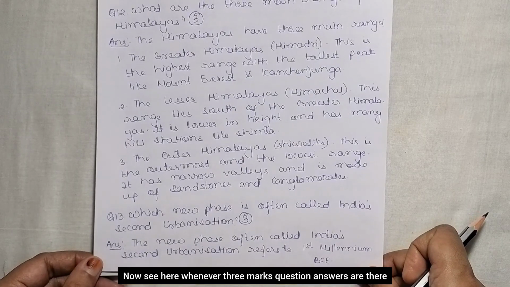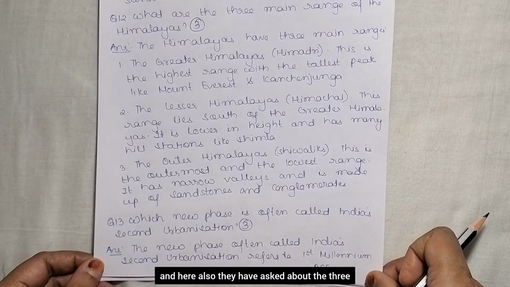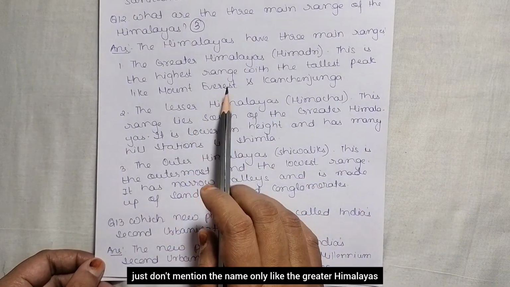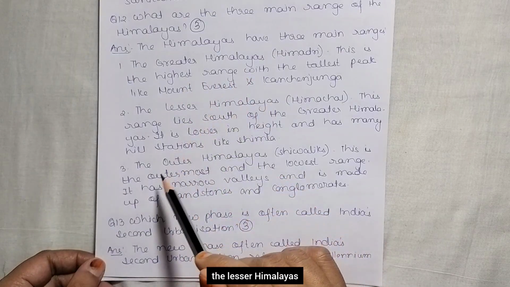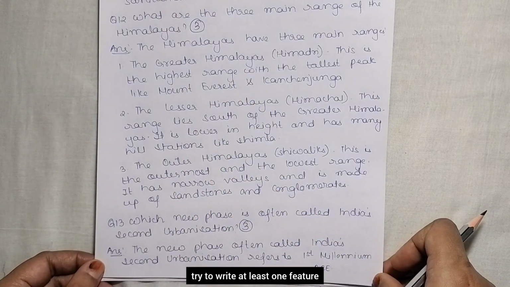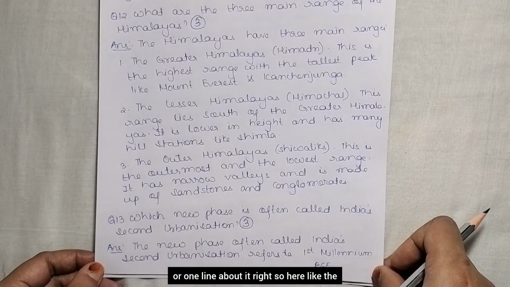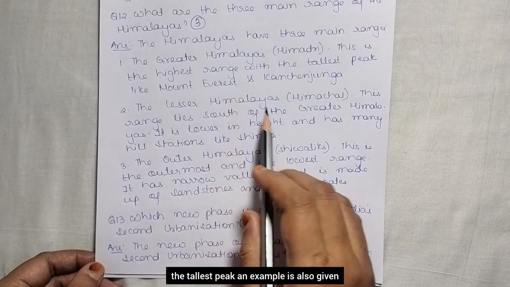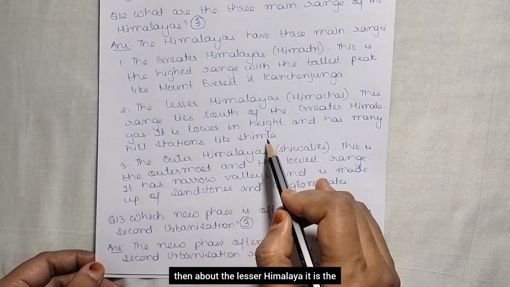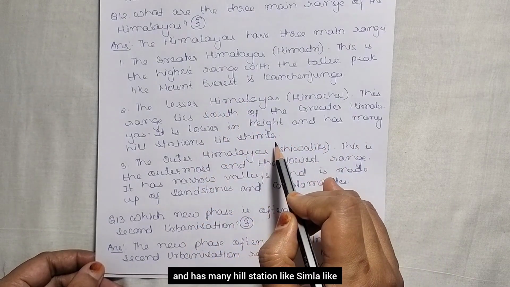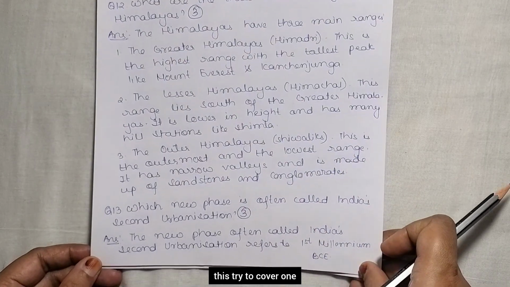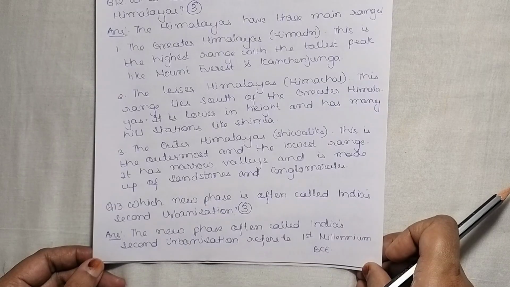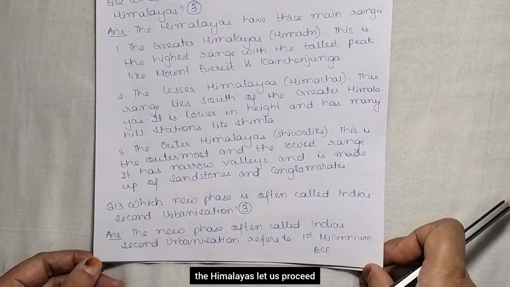Now see here, whenever there are 3-mark question answers, and here also they have asked about the 3 main ranges of Himalayas, just don't mention the name only, like the Greater Himalayas, the Lesser Himalayas, and the Outer Himalayas. Try to write at least one feature or one line about it, right? So here, the Greater Himalaya is the highest range with the tallest peaks, and an example is also given. Then about the Lesser Himalaya, it is lower in height and has many hill stations like Simla. Like this, try to cover 1 or 2 lines about the Himalayas, okay? So this is question number 12, what are the 3 main ranges of the Himalayas. Let us proceed.